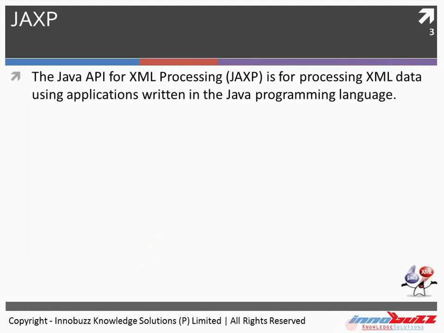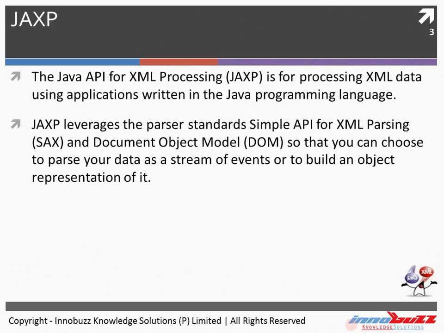The Java API for XML processing is for processing XML data using applications written in the Java programming language. JAXP leverages the parser standards Simple API for XML parsing, which is called SAX, and Document Object Model, which is DOM, so that you can choose to parse your data as a stream of events or to build an object representation of it.